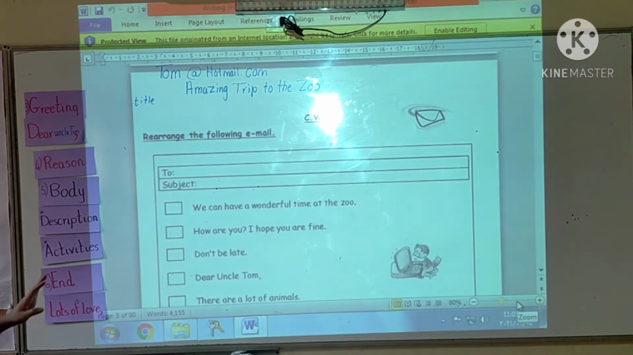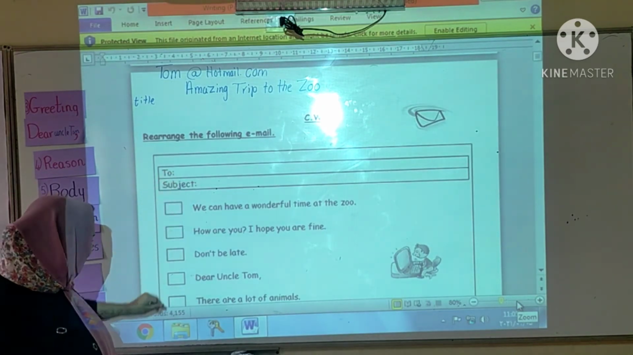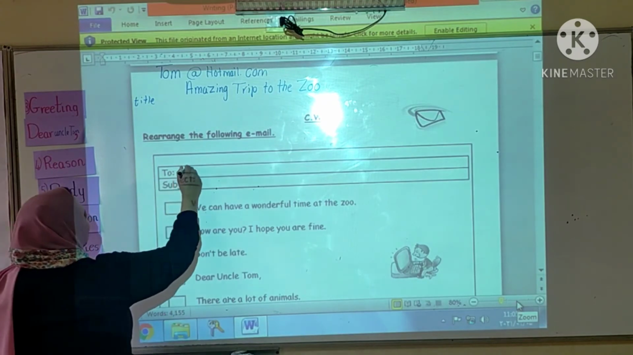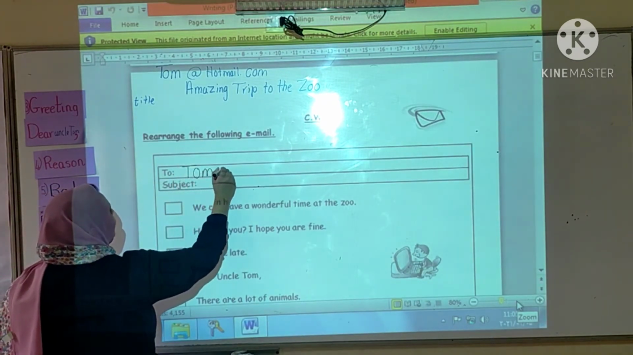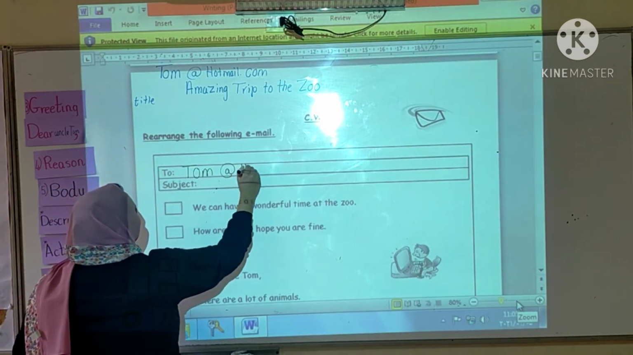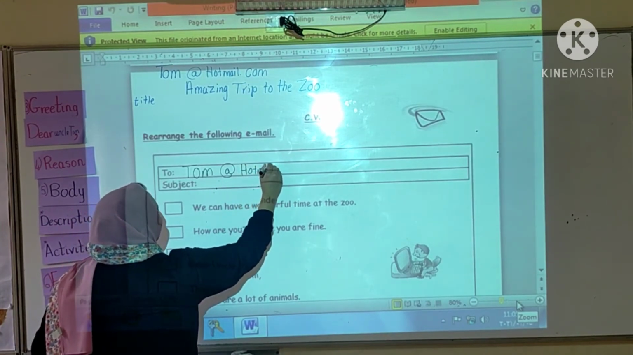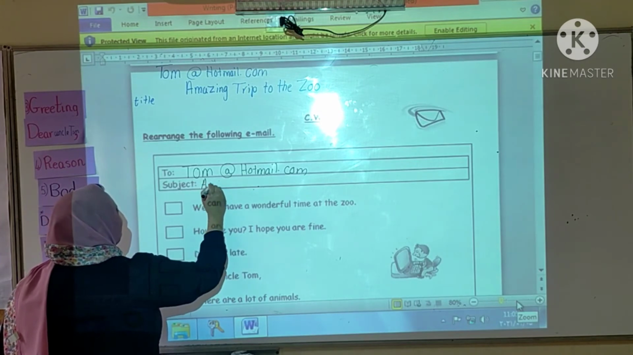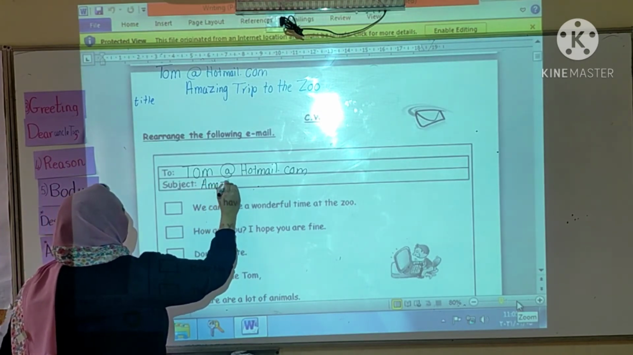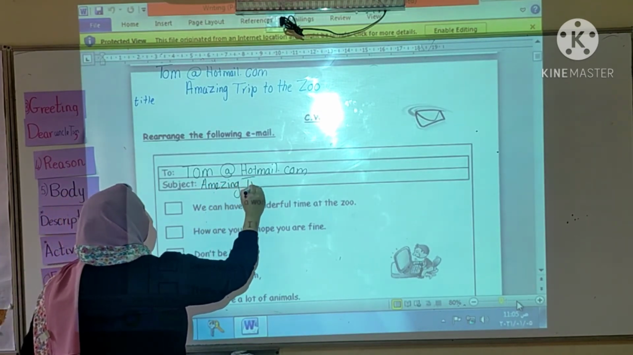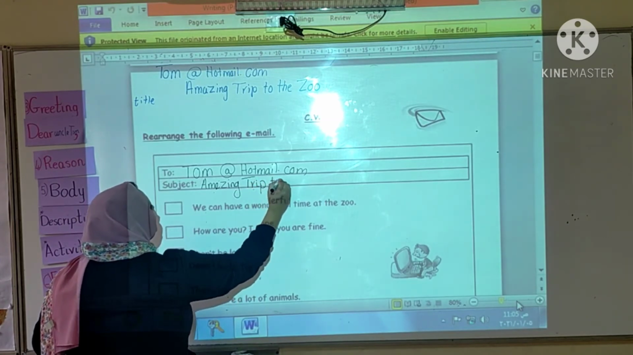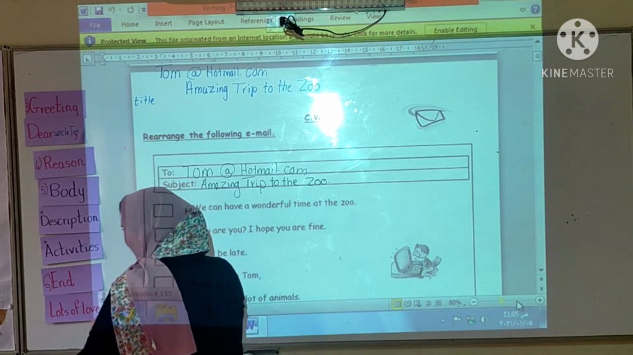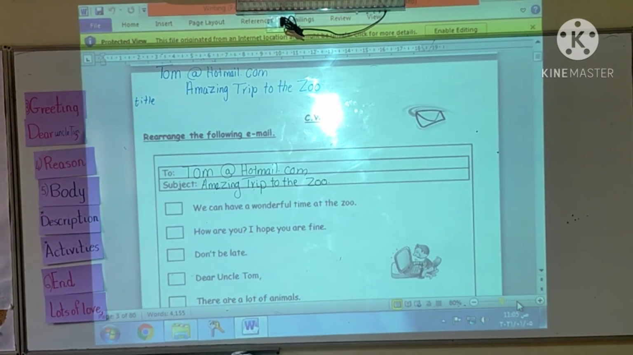The first thing we should do is write the email address. And we said it: Tom at mail.com. And the subject is amazing trip to the zoo. Okay? And then now we are going to rearrange.